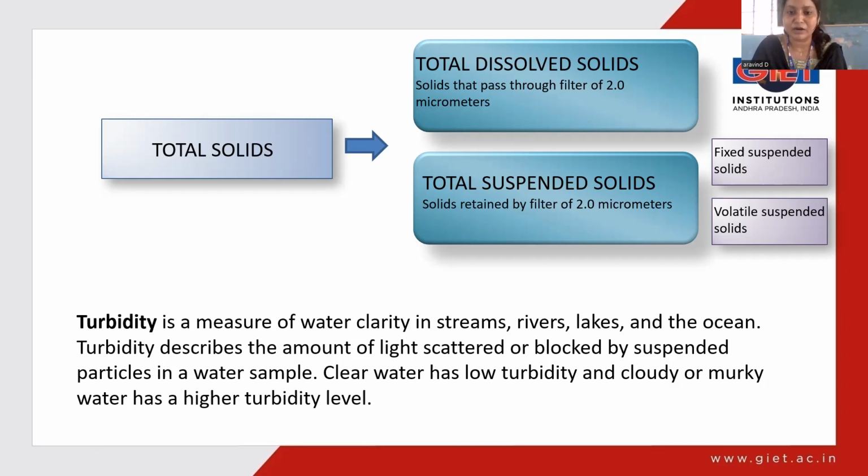Turbidity describes the amount of light scattered or blocked by the suspended particles in the water sample. So from this, we can say that if you are taking clear water, it means that the suspended particles present in this clear water are very low. It means this clear water has low turbidity. And if you take any wastewater or sewage water or any effluent, that is going to contain a large number of suspended particles, so we can tell that wastewater is going to have high turbidity.